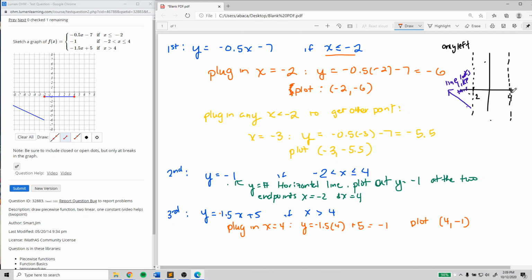Keep in mind it's going to start here, but it's going to go to the right forever. So it's going to look like a one-sided line again. Now I know when you click on this, it's going to kind of look like it's messing with this, but if you just plot your point at x equals 4 and y equals -1, it'll begin your line.